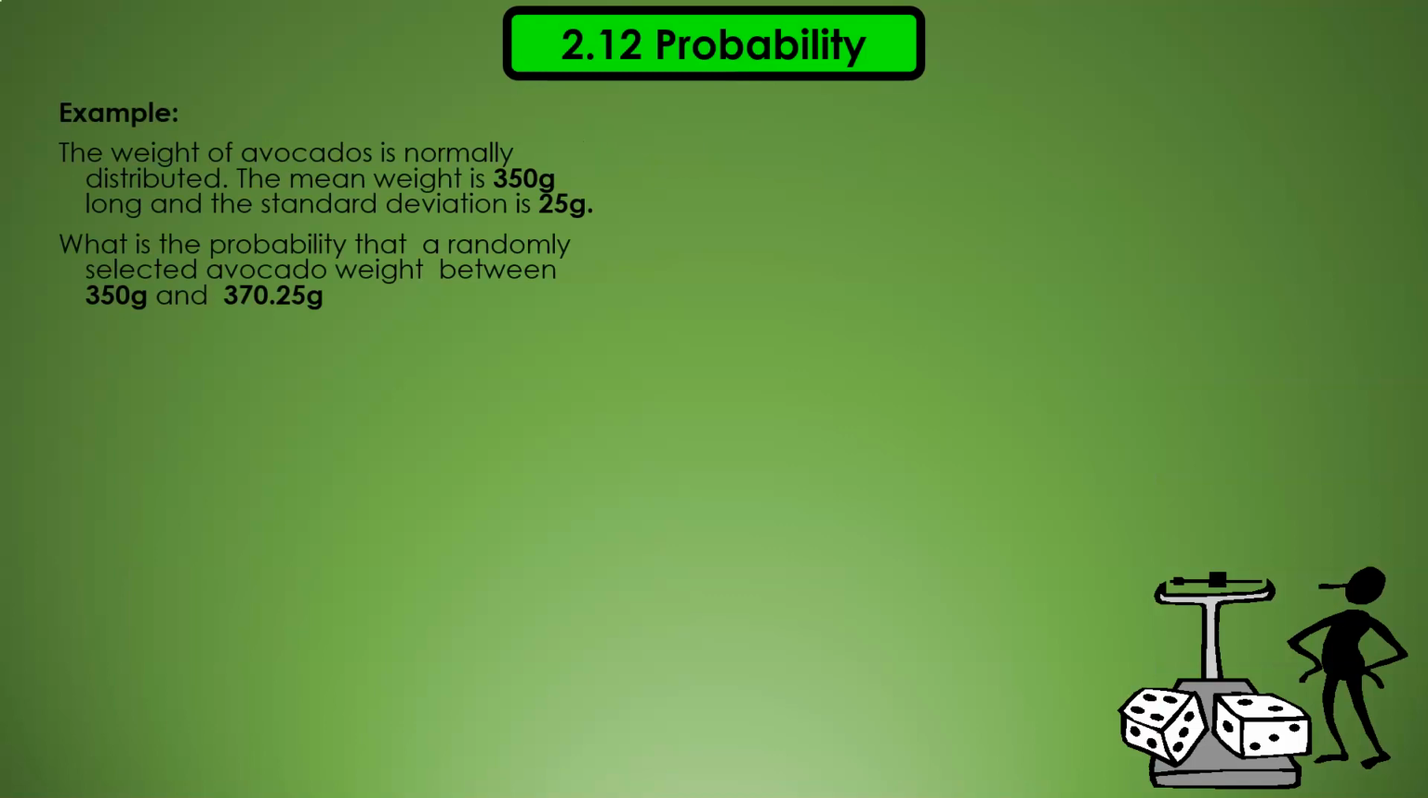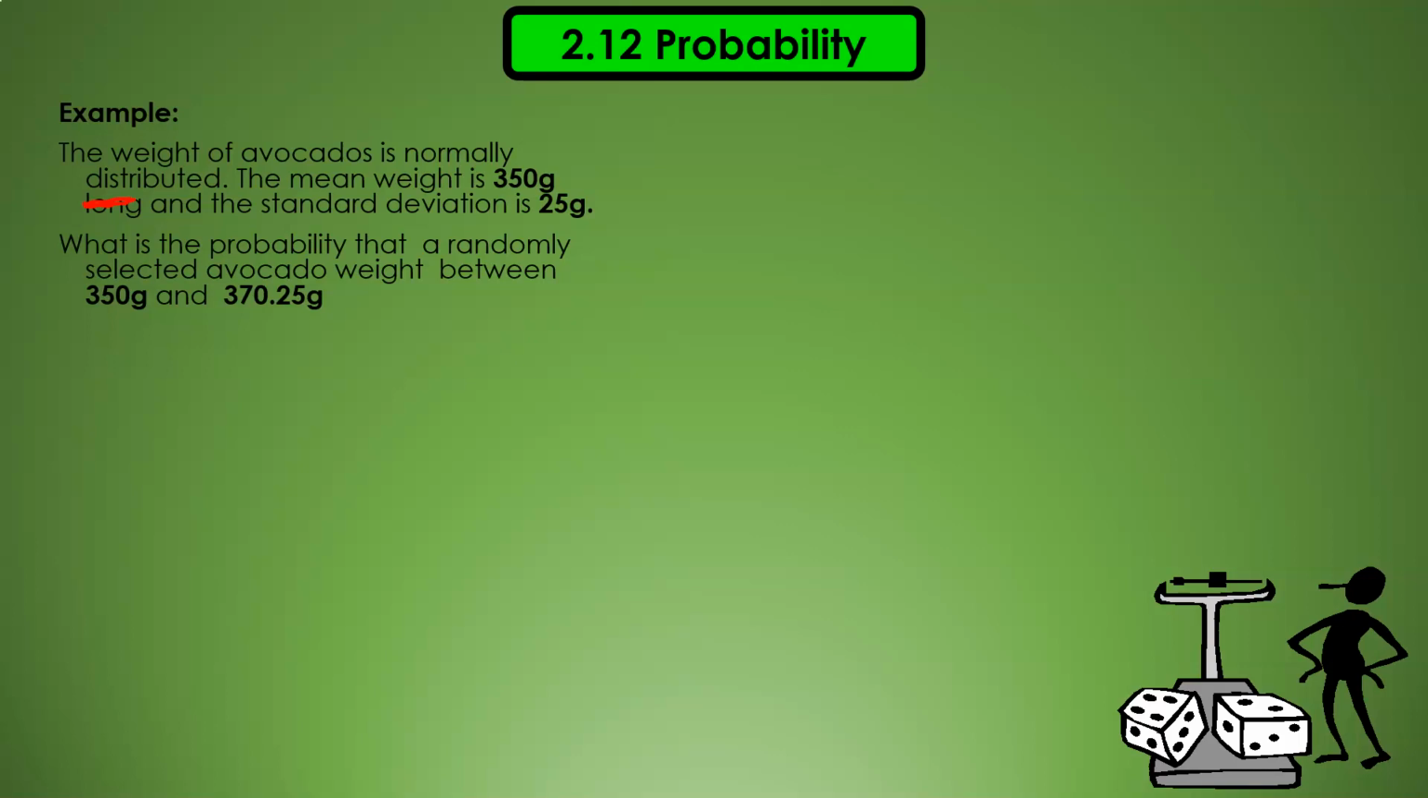So here's an example of the type of question we're talking about. The weight of an avocado is normally distributed. The mean weight is 350 grams, and the standard deviation is 25 grams. What is the probability that a randomly selected avocado weight will be between 350 and 370.25 grams? Because this question is really wordy, it's difficult to know where to start.